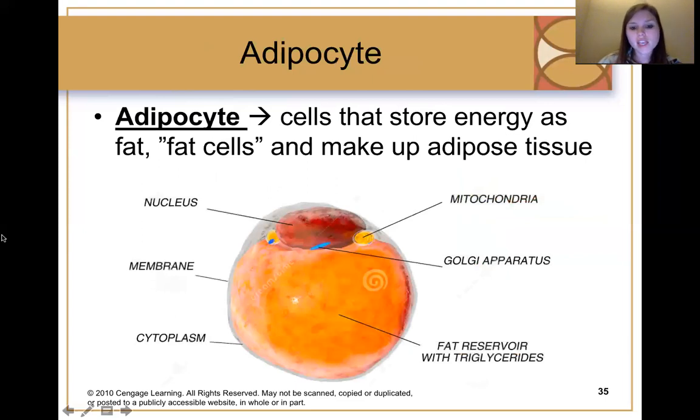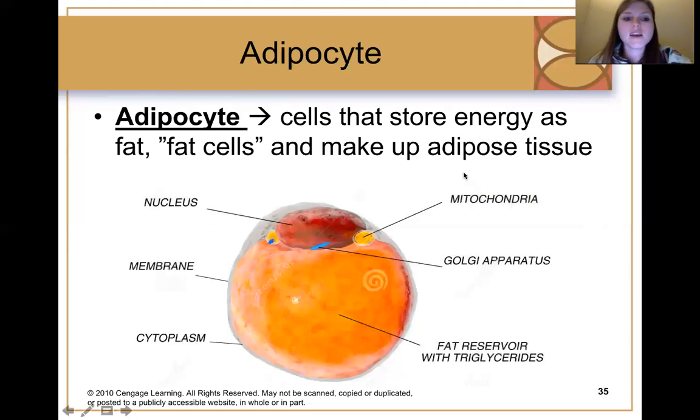So just so you can see a little bit more what adipose tissue cells look like. Adipocyte is the term for the cells that store energy as fat, or the fat cells. These cells make up adipose tissue. Remember in the beginning, we talked about how all the cells make up all the organs. In each organ, the cells that are associated with that organ have their own name. So adipocytes are the cells associated with adipose tissue. Adipo, kind of easy to remember.